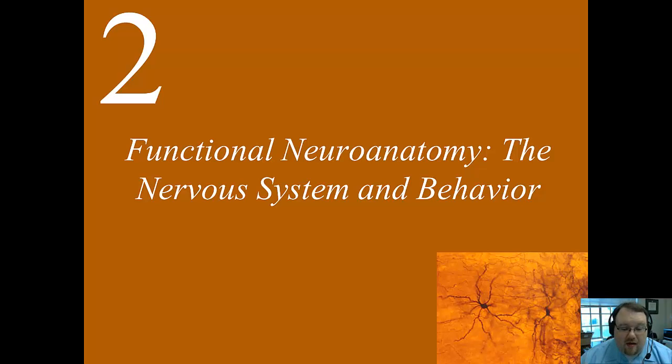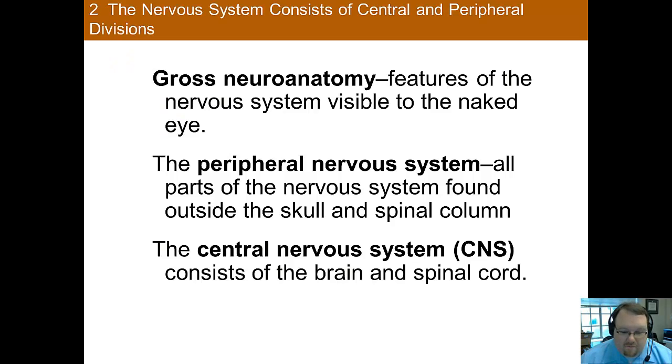Welcome back, everyone. We just got done talking about the microscopic parts of the nervous system, so the neurons and the glial cells and even the components of those. Now we're going to go for a change of pace. So now we're going to talk about the gross anatomy of the nervous system. By gross anatomy, what we mean are the features that are visible to the naked eye, so the larger pieces of it.